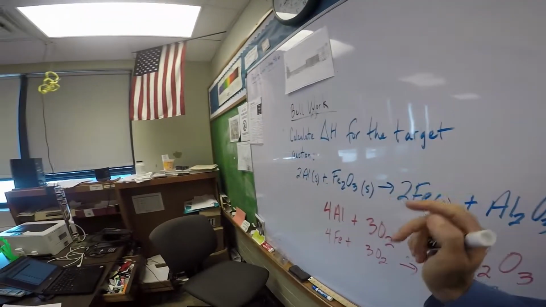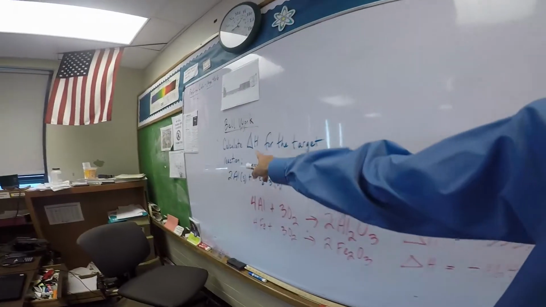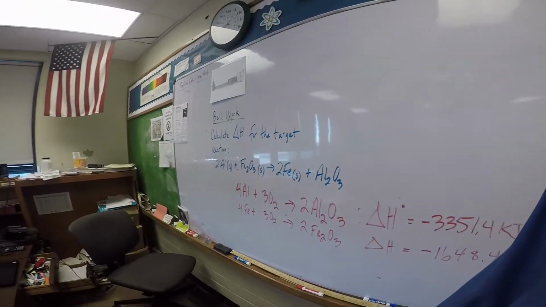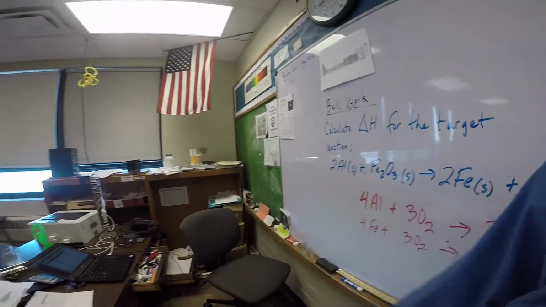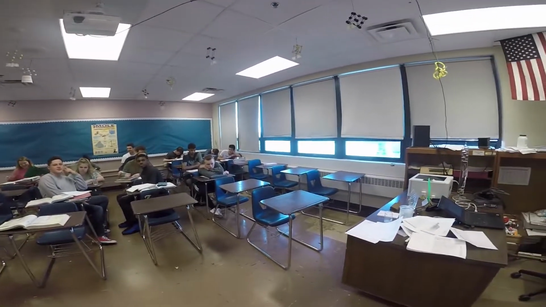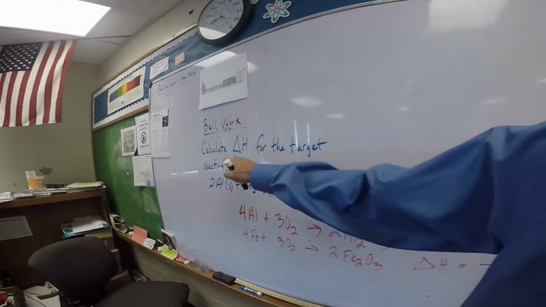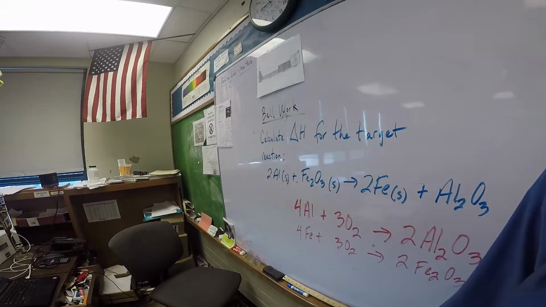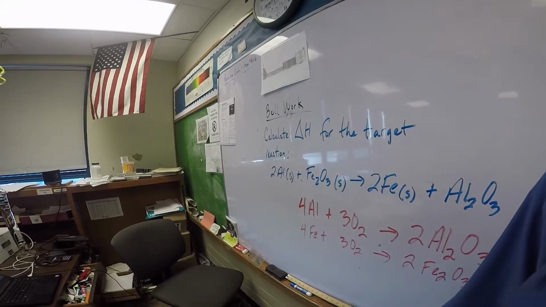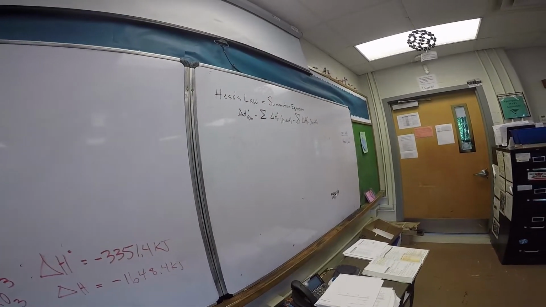This is the target reaction that we're trying to find for delta H. Now, what do we know about elements? You say it backwards. Because it says delta H for the target. You said target for the target. This is the target reaction we're trying to find delta H. Delta H and then that's RXN.